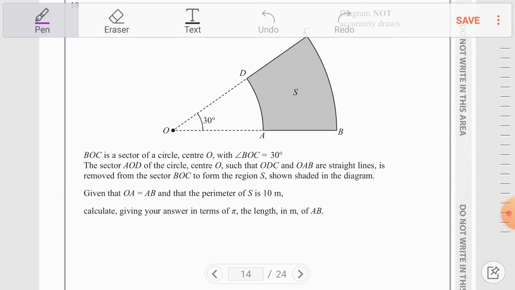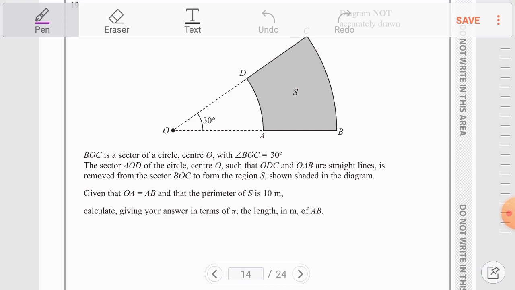BOC is a sector of a circle center O with angle BOC 30 degrees. The sector AOD of the circle center O, such that ODC and OAB are straight lines, is removed from the sector BOC to form the region S, shown shaded in the diagram. Given that OA is equal to AB and the perimeter of S is 10, calculate, giving your answer in terms of pi, the length in meters of AB.